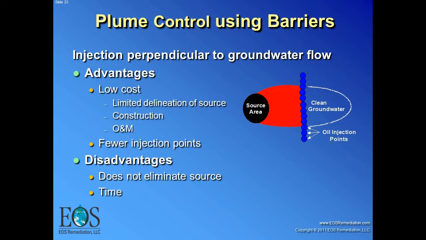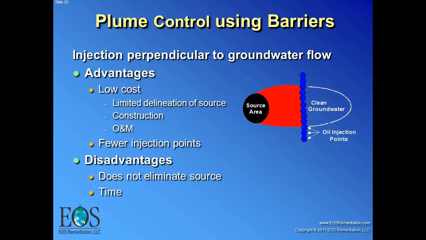Basically, the concept here is we would go down right in the source area, we'd put in a line of wells, we'd inject emulsified oil. As the contaminant flows through the barrier, it would be treated. Disadvantage, it doesn't completely eliminate the source, but it tends to be relatively less expensive. It can be very effective while you're doing something else to treat the source.